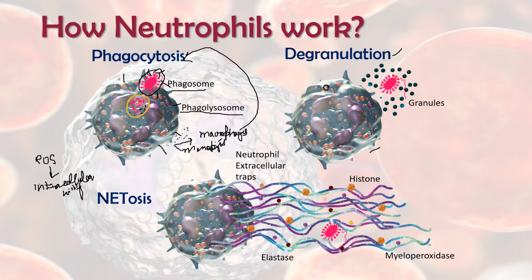Neutrophils have two types of granules, as I just told you. The primary, which are known as eosinophilic granules, are found in immature neutrophils. So these eosinophilic granules are present in immature or young neutrophils, and the secondary, which are known as specific granules, are found in mature neutrophils.